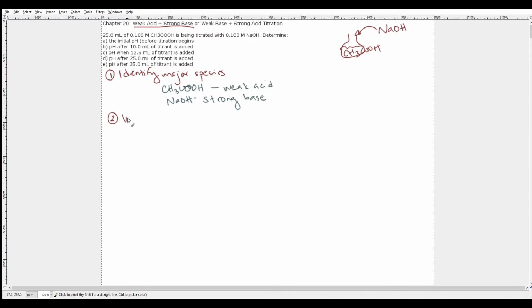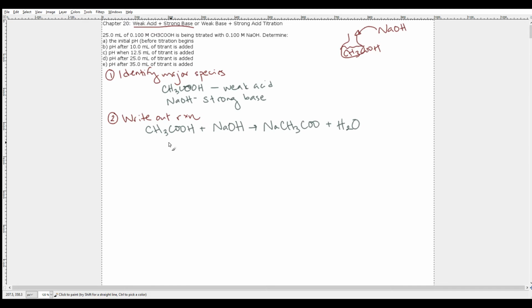Okay, so now we need our reaction. This problem's a little bit more complicated than the last one because we have a weak substance, which means we do have equilibrium involved. I can hear everyone groaning. Yep. So CH3COOH is reacting with sodium hydroxide to form a salt, NaCH3COO plus H2O.